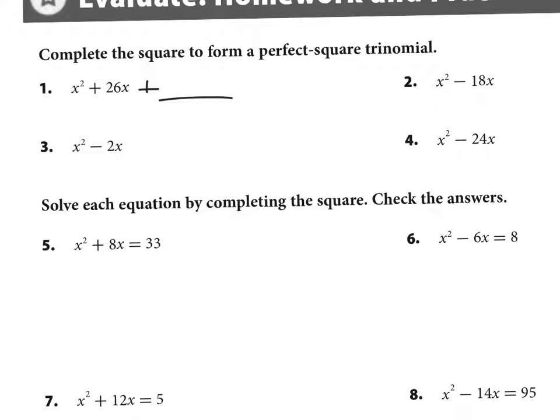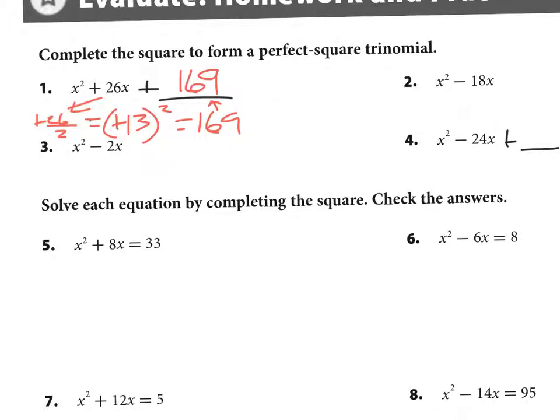So what I do, I take the b term, 26, divide by 2, and that's going to give us 13, positive 13 squared, which is 169. So there's our C, 169. So let's go over here to number 4. So again, we do the same thing. We take our B, which is negative 24, divide that by 2. It's going to give us negative 12 squared, and that's going to give us 144.